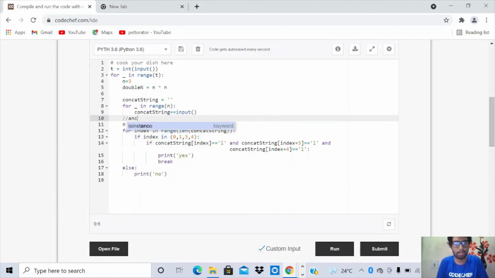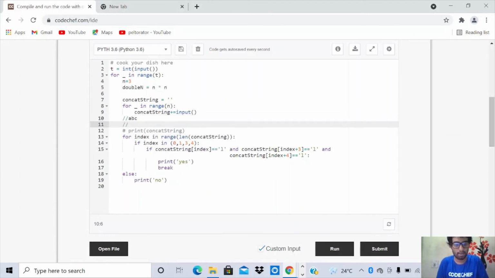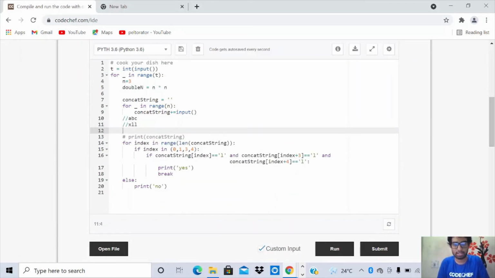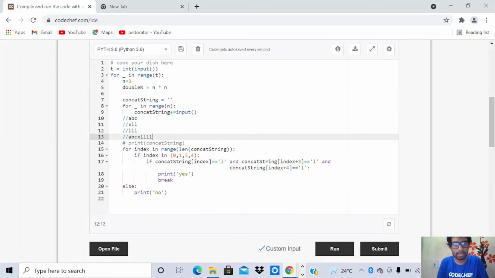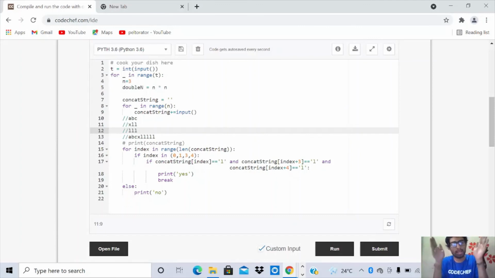For example, if I have my matrix as ABC, and let's say XLL, and I have, let's say, LLL again. So if I flatten this, I should get ABC, XLL and LLL in a single string here. So in order to do this, what I'm doing is for underscore in range 3 here, because n is 3 here. So I'm processing row by row and I'm appending it to my concat string. So in the first iteration, my concat string will be ABC. The second iteration, my concat string will be ABC XLL. The third iteration, my concat string will be ABC XLL LLL.